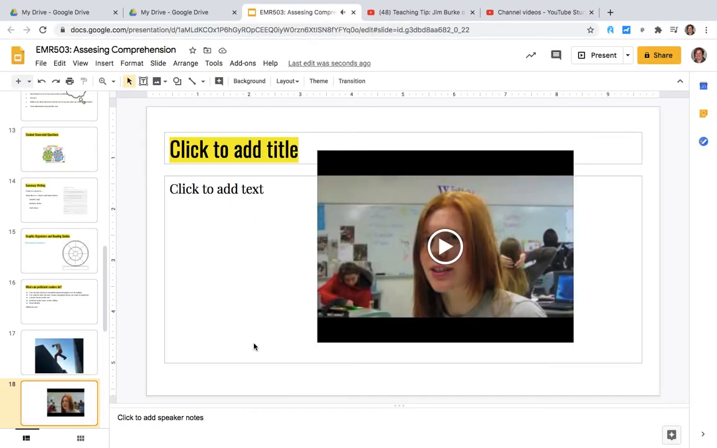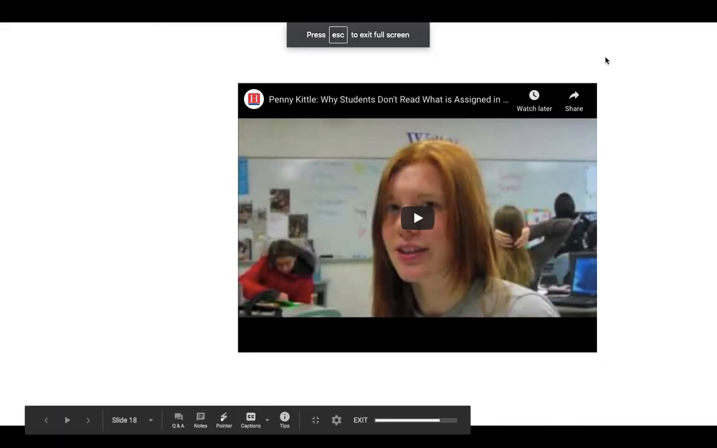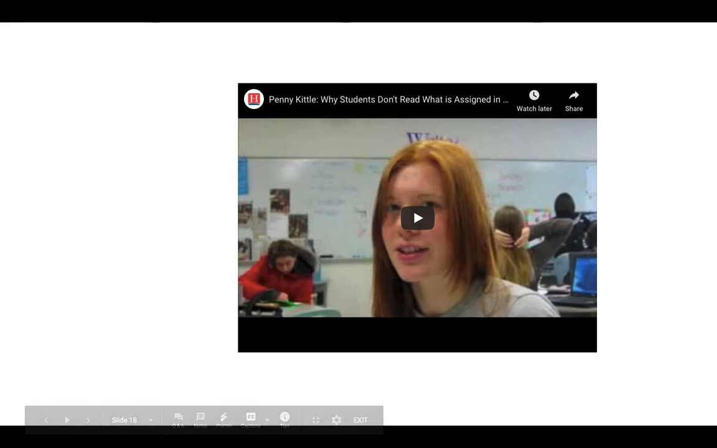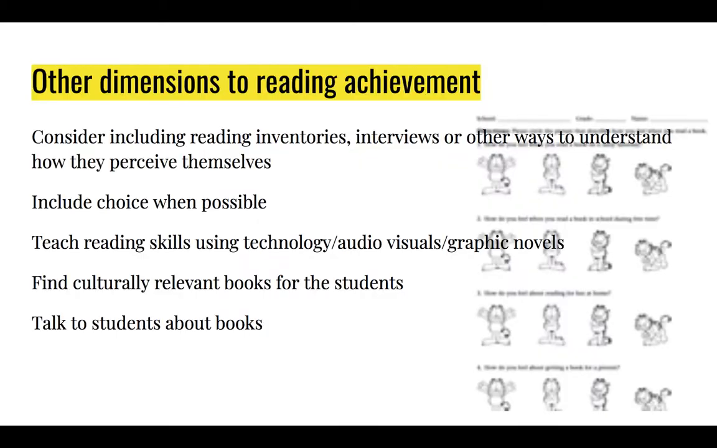Penny Kittle is somebody who's a huge advocate for choice, but I use this as a way to talk about what happens as students get more frustrated and see that gap widen between them and proficient readers. Struggling readers will start to learn to avoid reading altogether. And obviously what that does is continue to contribute to that gap.